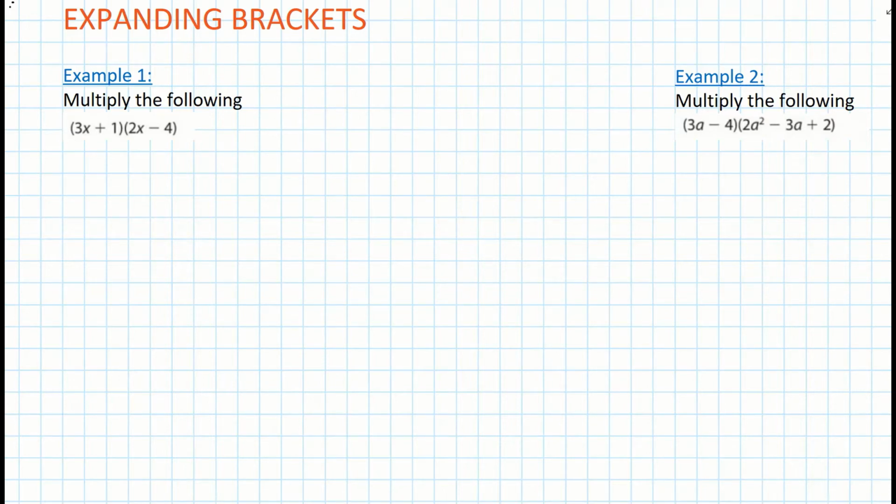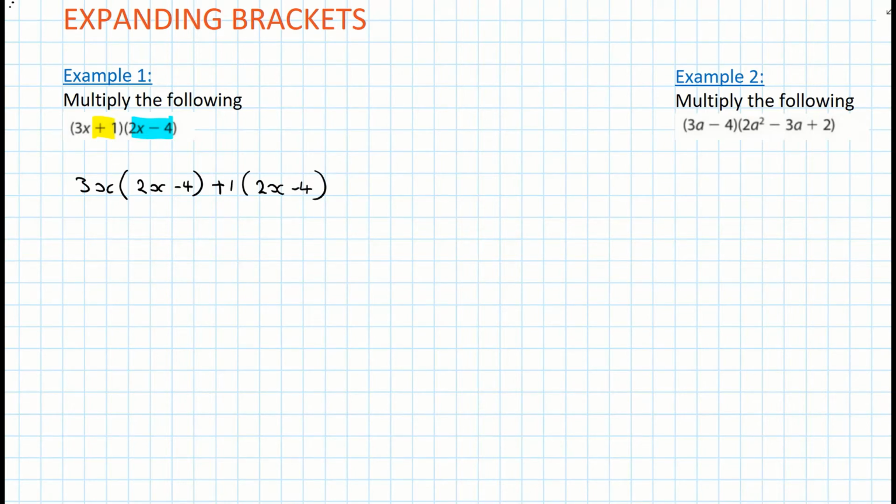So coming over to our first example, they're asking us to multiply out the following. How I do these is I take the first term out of the first bracket. So I'm taking out the 3x, my first term, and I'm multiplying that term by everything that's in the second bracket, so the 2x take 4. I'm then taking my second term from the first bracket, so the positive 1, and I'm multiplying it also by the second bracket, so the 2x take 4.